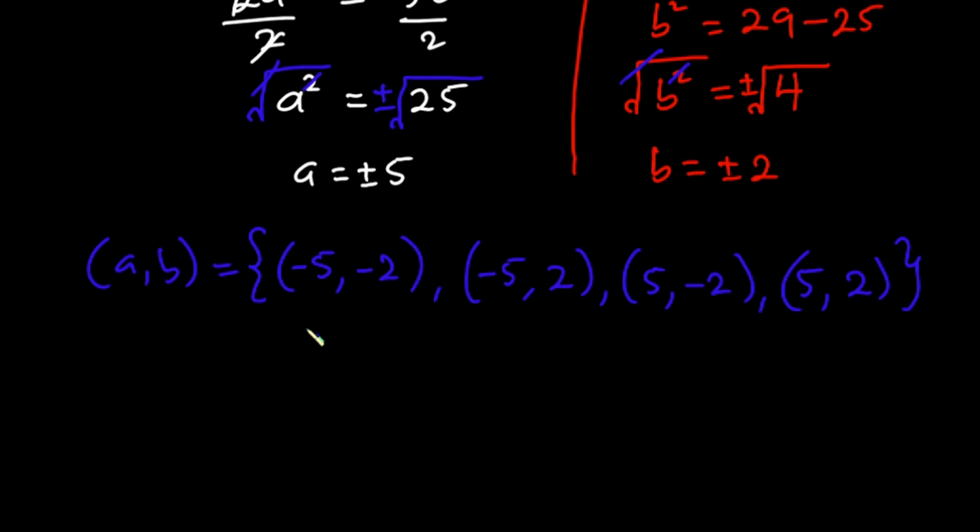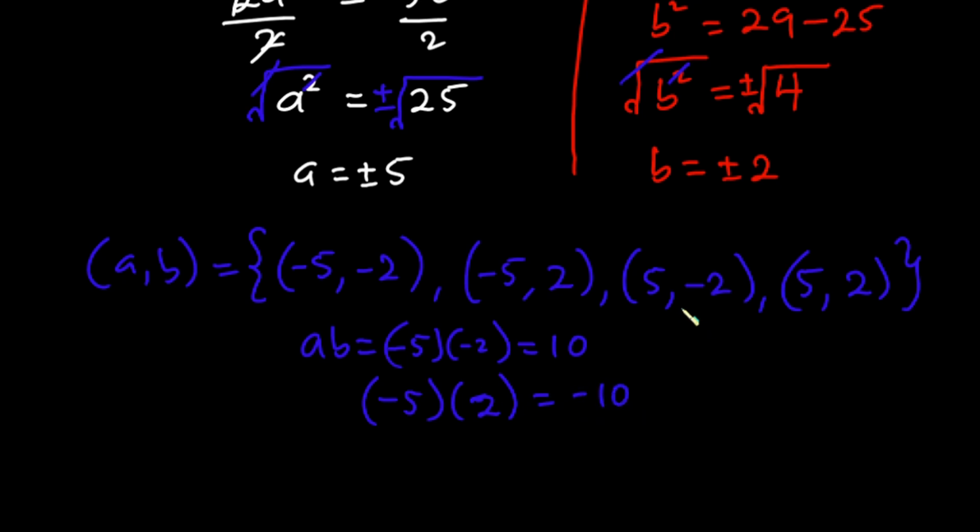But the question is saying we should find the values for a times b. So from here, we can have negative 5 times negative 2, which is equal to positive 10. Then from here, we can also have negative 5 times positive 2, which is equal to negative 10. And from here we can also have negative 10, and lastly from here we can have positive 10. So this implies that the value for a times b is equal to negative 10 or positive 10.